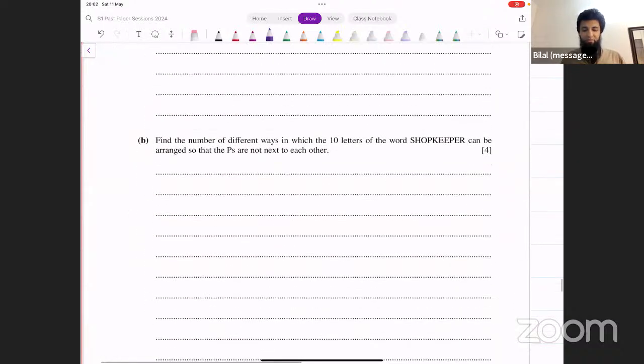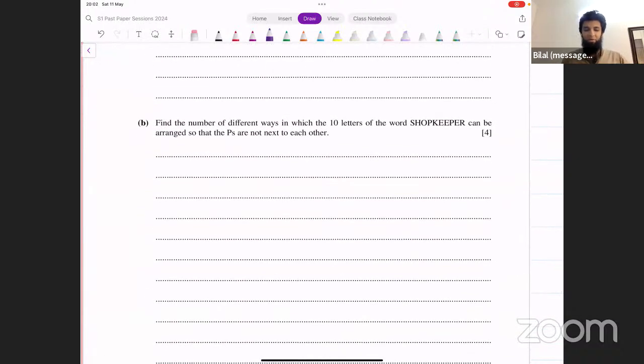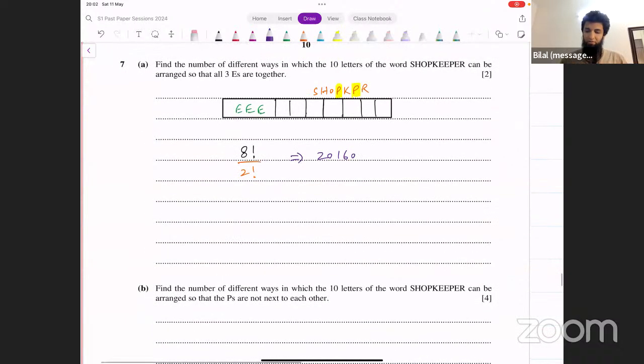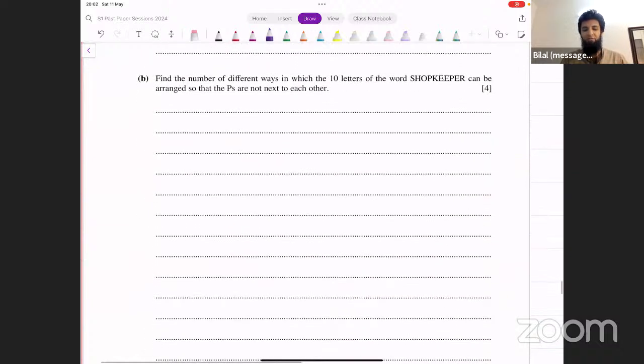Now it says find the number of different ways in which the 10 letters of the word shopkeeper can be arranged so that the P's are not next to each other. So now we want that the P's are not next to each other. How many P's do we have in total? We have 2 P's. We want the P's to be separated. Now, since there are only 2 objects that we want to separate, we can use both the methods that we know about, total minus together or the dashes and stars method. Both methods would work in this case, right? Because for separating two objects, it doesn't make any difference. You can use any of those two methods.